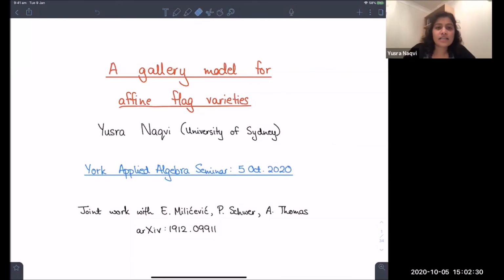We will be talking about a gallery model for affine flag varieties, and I'll try to say what both of these things are, and then what kind of questions we hope to answer with them, and then how we hope to answer them. So all of this is joint work with Liz Milicevic, Petra Schwer, and Anne Thomas. And our paper, if you would like to check it out for the details, is listed here.